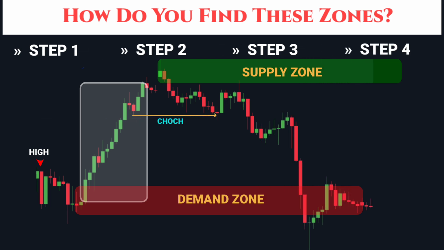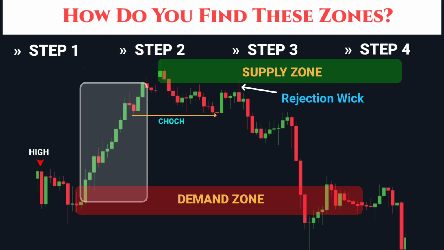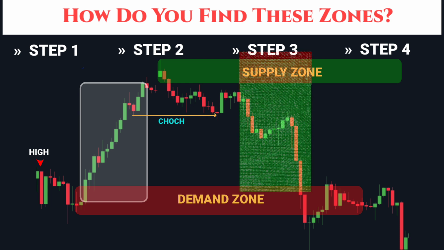Step 4. Look for reaction and confirmation. When price comes back to your zone, don't blindly enter. You want to look for clues that price is respecting the zone. Do you see a rejection wick? Is there a change of character on the lower time frame? Did price sweep liquidity and then reverse? These are your confirmation signals. Once you get confirmation, you enter with confidence, using a small stop loss below or above the zone and targeting the next structural level. Let's go through realistic chart examples.